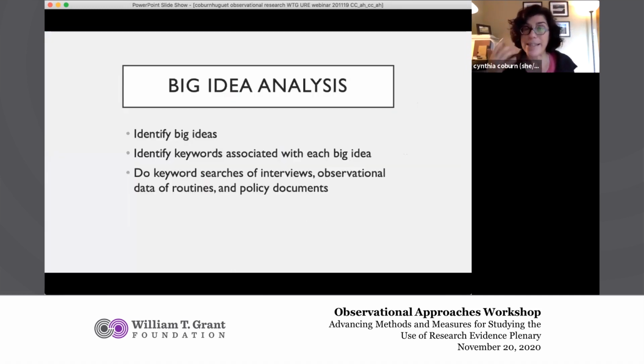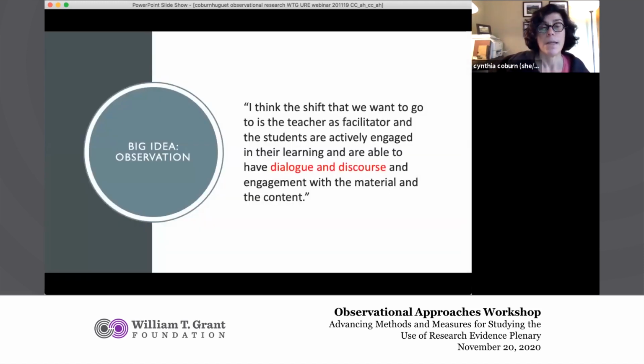Then we identify keywords associated with a big idea, and again we pass that by our research partners. Then we do a keyword search of interviews, observational data, and policy documents. That's where our friends, the undergrads, came into play. They helped us do that work. When you do that, a lot of weird random stuff comes up, so you have to review all the hits very carefully. It's a means of data reduction, and your denominator is a lot smaller, but it's still pages and pages and pages, and you have to go through and look at all of them.